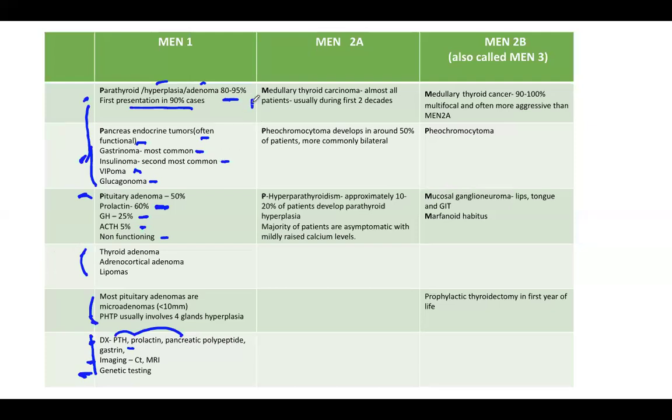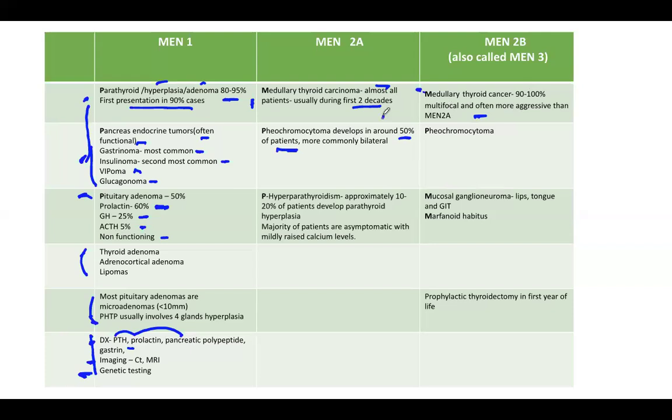So MEN2A has medullary thyroid carcinoma. Almost all patients get it, usually during the first 2 decades, but in this case it is 90 to 100%. It's multifocal, more aggressive, and happens at a very young age. So they do prophylactic thyroidectomy in MEN2B when we have it. We know the condition. And pheochromocytoma occurs in 50% of patients.